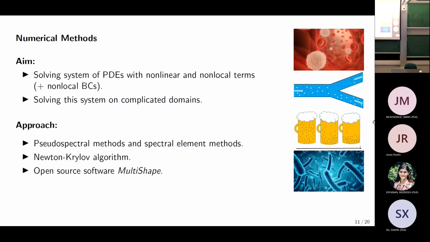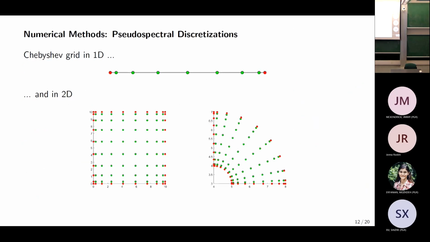Okay, so what was I doing for the past 3 years? I was solving the system of PDEs with all these terrible terms in them and the terrible boundary conditions on these complicated domains. And the way we've been doing this is using pseudospectral methods, which is a class of numerical methods, and with a Newton-Krylov algorithm for the optimization part. What are pseudospectral methods? Quick question. Does anyone have a question so far before we go into numerics?